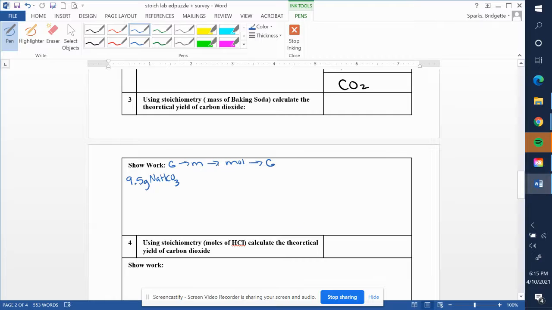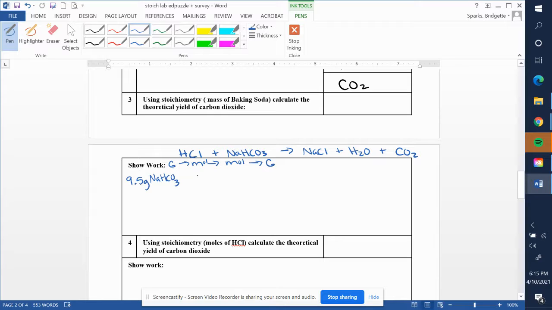And in order to do that, we know that our mole to mole ratio step requires, that's right, a balanced equation. So in this case, we have HCl reacting with baking soda to form salt, water, and carbon dioxide. And it's already balanced, so now we know the mole to mole ratio.